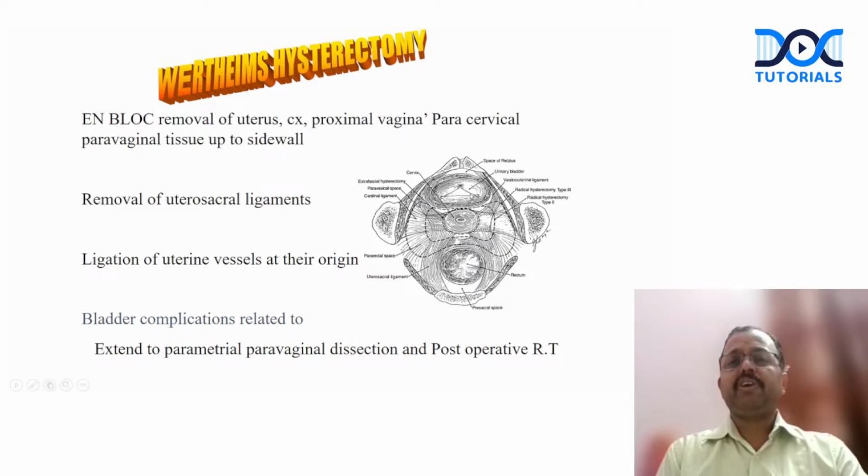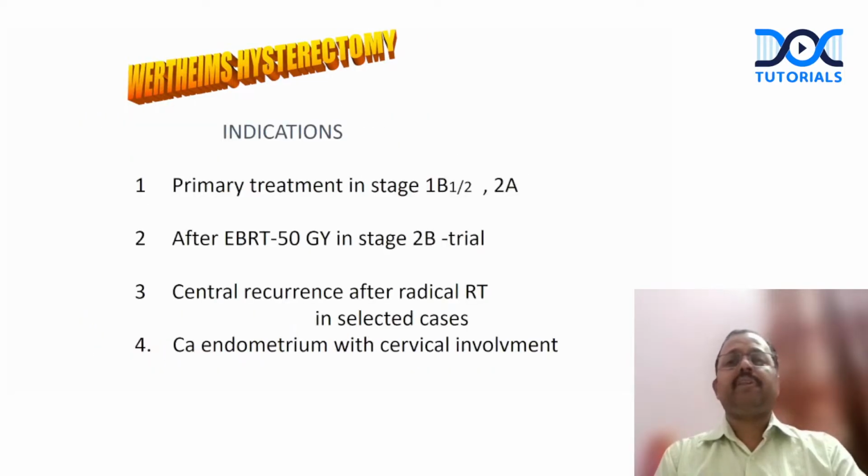So whenever you're talking about Wertheim's hysterectomy as an operative procedure, you should remember two important anatomical spaces. One is the paravesical space, next is the pararectal space. If you know these spaces, you are defining the anatomy. So pararectal and paravesical spaces you should be aware of.